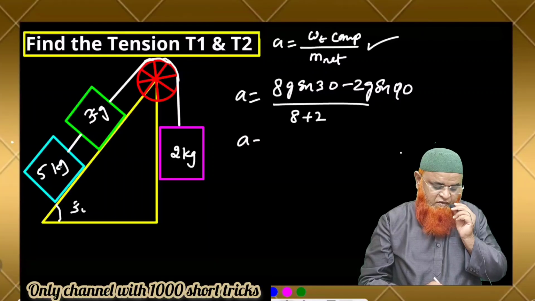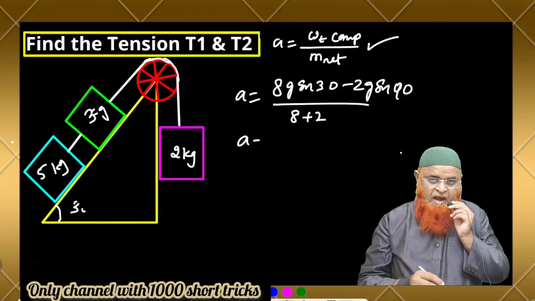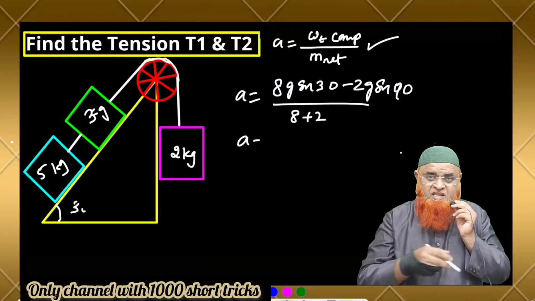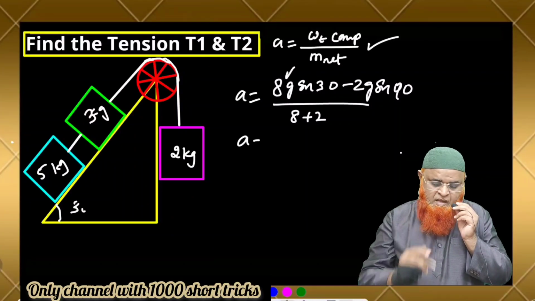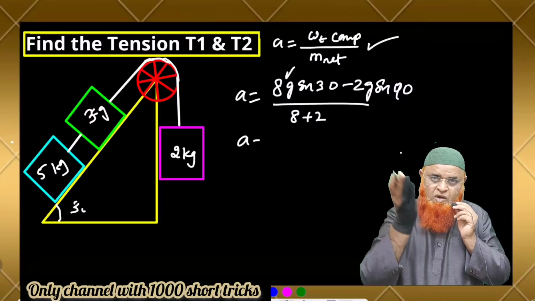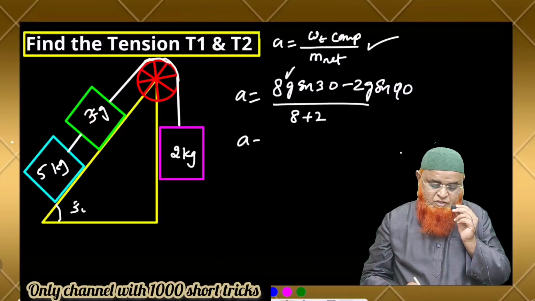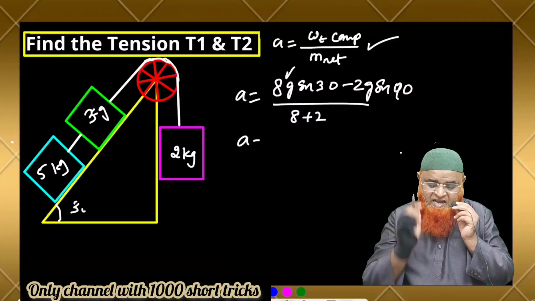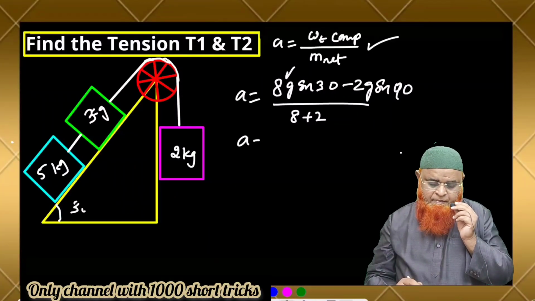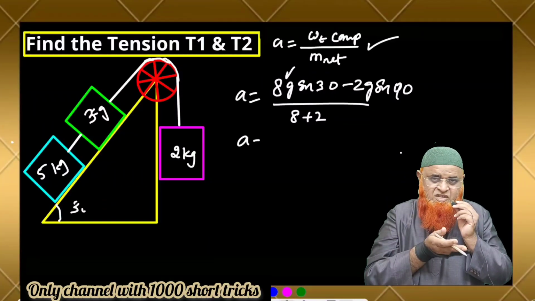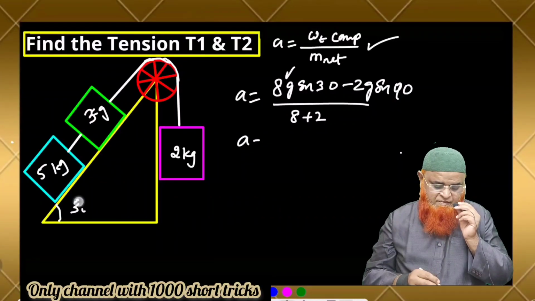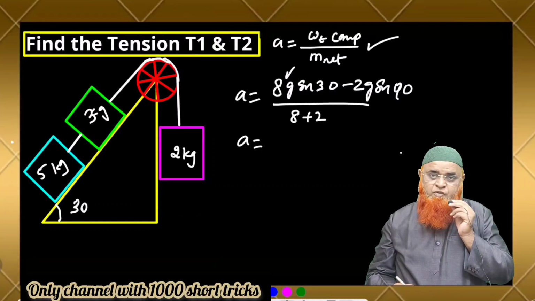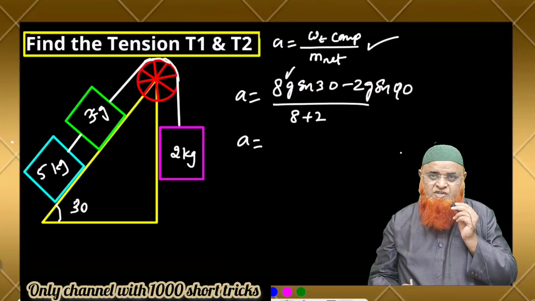Here, if you observe, 5 kg and 3 kg are sliding down. 5 kg and 3 kg combined together are called 8. So 8g sine theta, which is along the wedge, minus 2g sine 90, which is hanging. For the hanging body, the component is sine 90, and for the bodies resting on the wedge, it is sine 30. You have to take the angle here. This is going to be 30 degrees. So if you take the difference here, you will get the acceleration.